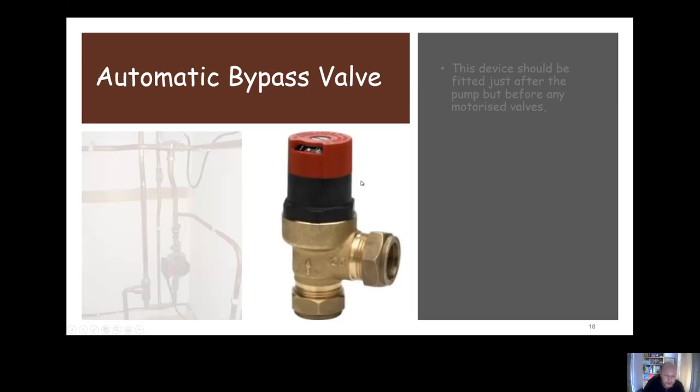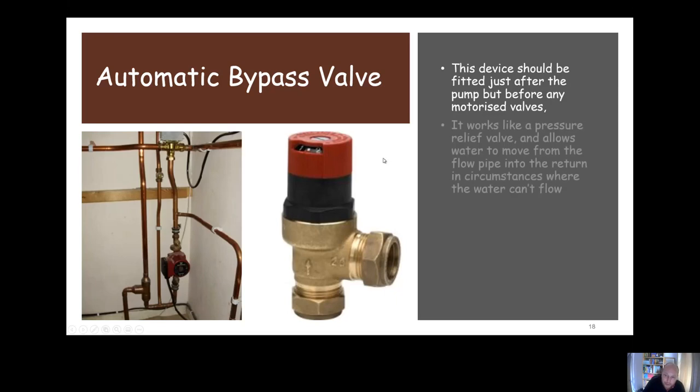Auto bypass valve takes us onto this nicely. Fitted just after the pump, before the motorized valve. Essentially, it works like a pressure relief valve. So if this is continuing to pump like it should be for a brief amount of time after there's no longer a call for heat, to take the extra heat out of the boiler, and this valve is shut, then what can happen is water can flow through here, through this bypass valve, and into the return, to allow that water to circulate. And this, like I say, works just like a pressure relief valve.